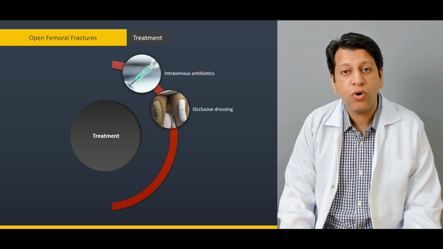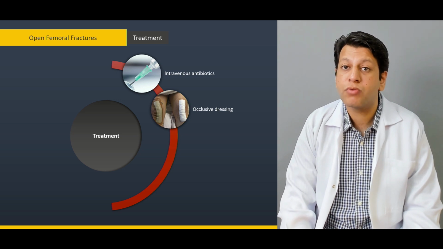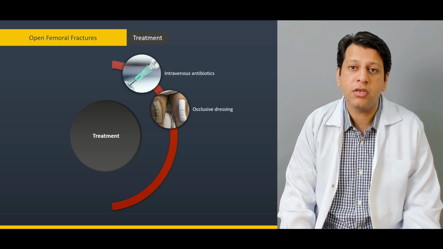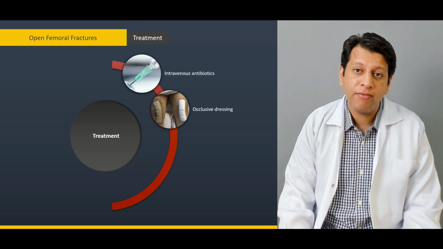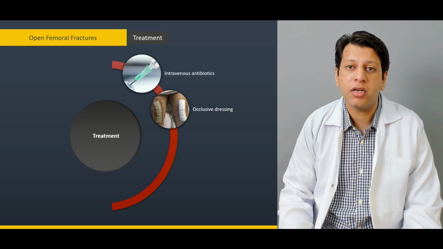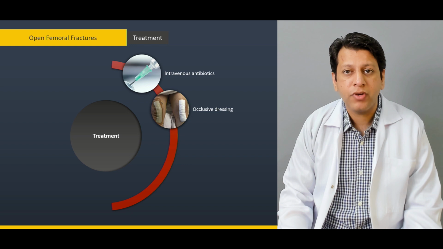Then first and foremost, most importantly, what determines the prognosis of an open femur fracture is how good the debridement was done initially. You may have to go for excessive debridement, apply a dressing, and may have to redo debridement at 48 hours again, and then probably go for some form of internal fixation.